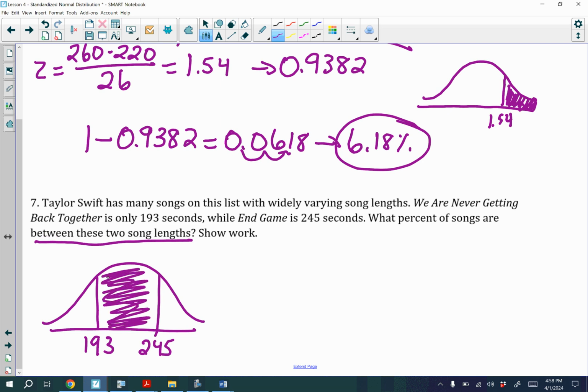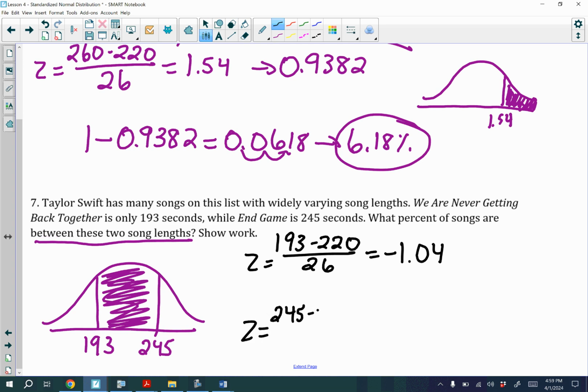So what we're going to have to do is actually find the z-scores for both of these. We have to do that first. For the 193, we do 193 minus 220 divided by 26. Remember, our mean and standard deviation, they gave to us at the top. We plug this into our calculator and we get negative 1.04. For the z-score of 245, we have 245 minus 220 divided by 26. Once again, you plug that into your calculator, and we get 0.96.